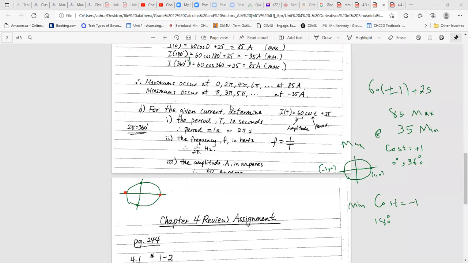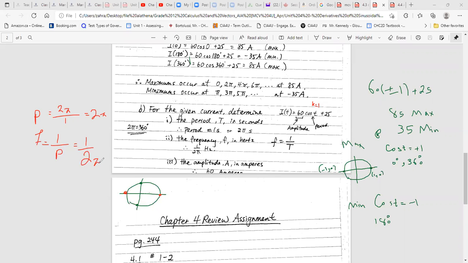For the given current, determine the period. What's the period again? Here k is what? It's 1, you don't see any coefficient. So the period is 2 pi over k, which is 2 pi over 1, so 2 pi. And we want to find the frequency. Frequency is 1 over period, which is 1 over 2 pi.